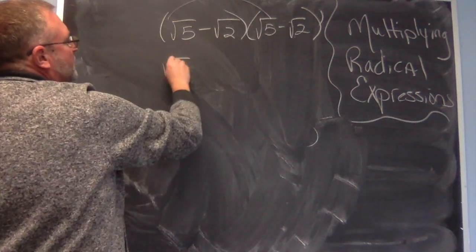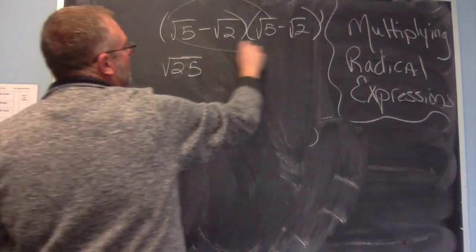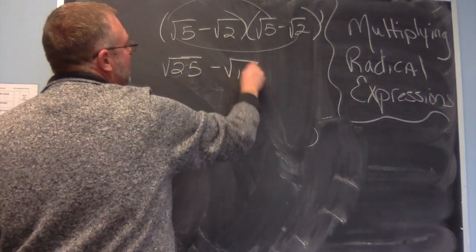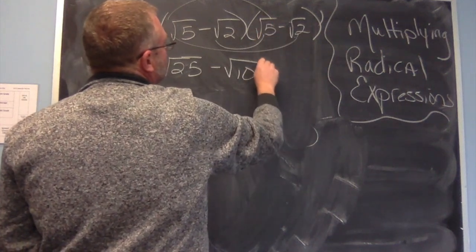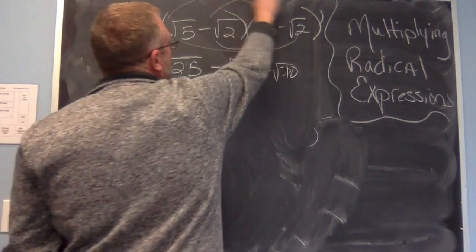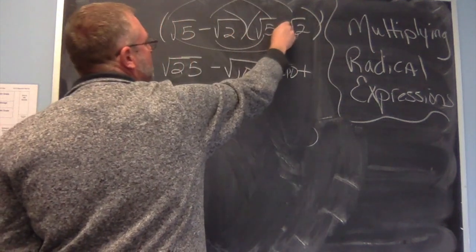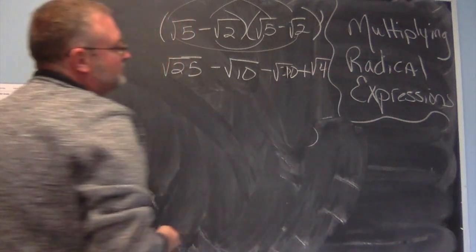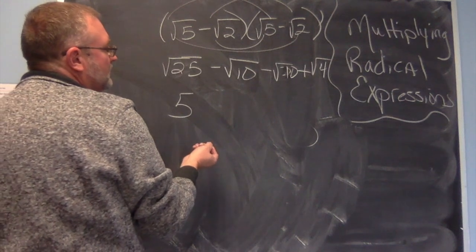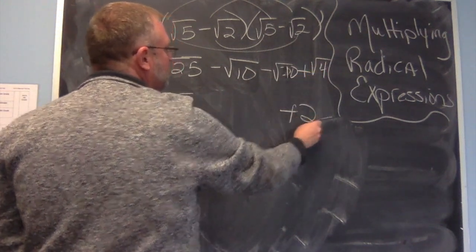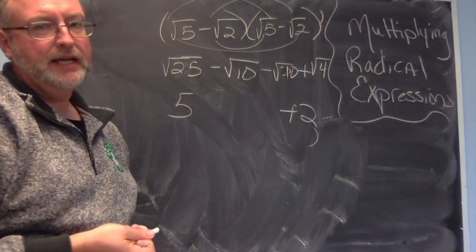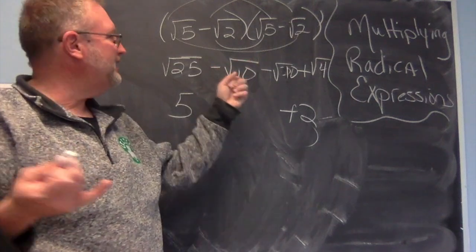5 times 5 is the square root of 25. Then we do our outer. You're going to have a positive times a negative, so it's negative square root of 10. Inside, you're going to have negative square root of 10. Then the last is going to give you a positive, a negative times a negative, square root of 4. Now the square root of 25 is 5. Over here, the square root of 4 is 2. Alright, and the negative square root of 10, and the negative square root of 10. Let's pretend for a second there was a 4 out here.